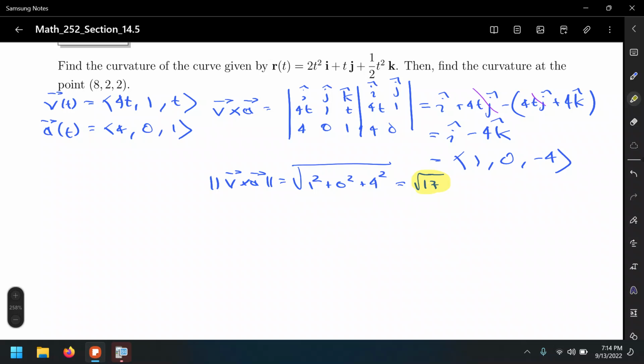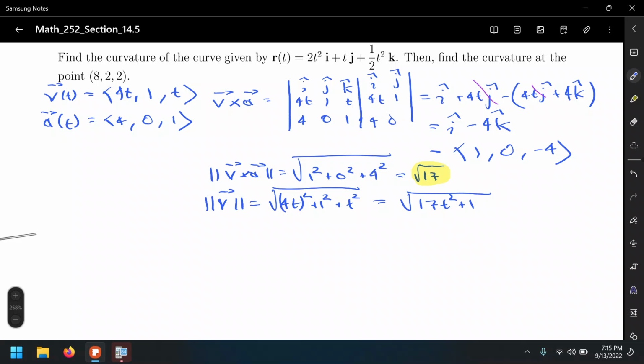What else do we need? The formula for curvature also calls for the magnitude of the velocity vector, and we have the velocity vector right here. So let's find that out. That's the square root of (4t) squared plus 1 squared plus t squared, so that's 16t squared plus t squared, that's 17t squared plus 1. And we've got all the information, so just put it in the formula for the curvature.